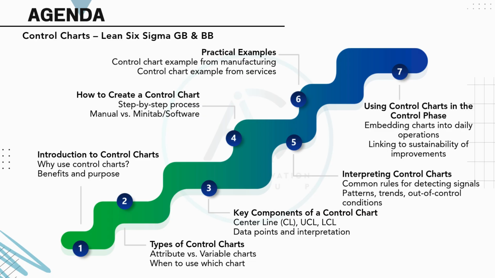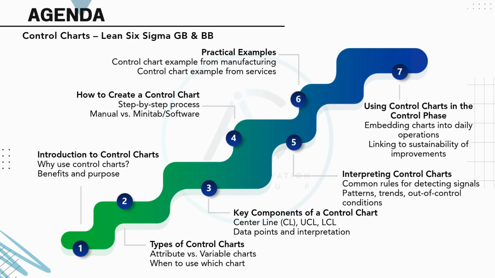There are different types of control charts. Attribute charts are for count data like defects. Variable charts handle measurable data like time or length. Choosing between them depends on the type of data and sample size. Key decision points involve when to use which chart. IMR for individual values, X-bar R for small subgroups, and X-bar S for larger ones.